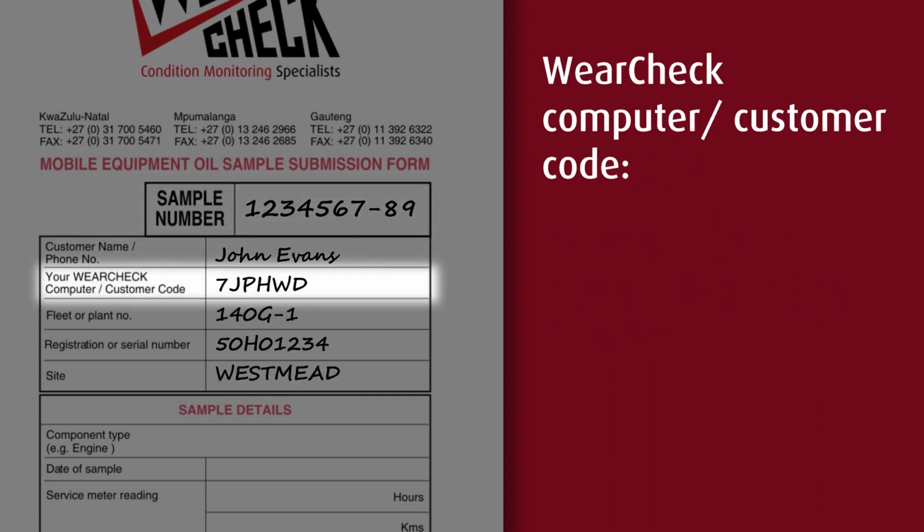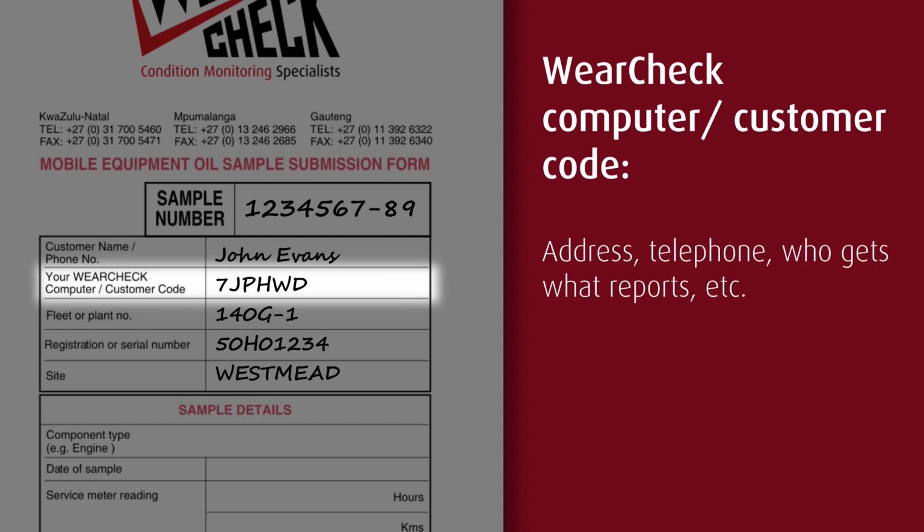Your WearCheck computer code or customer code identifies who you are, your address, telephone number, who gets what reports, etc. This simplifies and automates the whole reporting process. As machines can move between sites, it is important to fill this in, as it will determine which site will get the report.